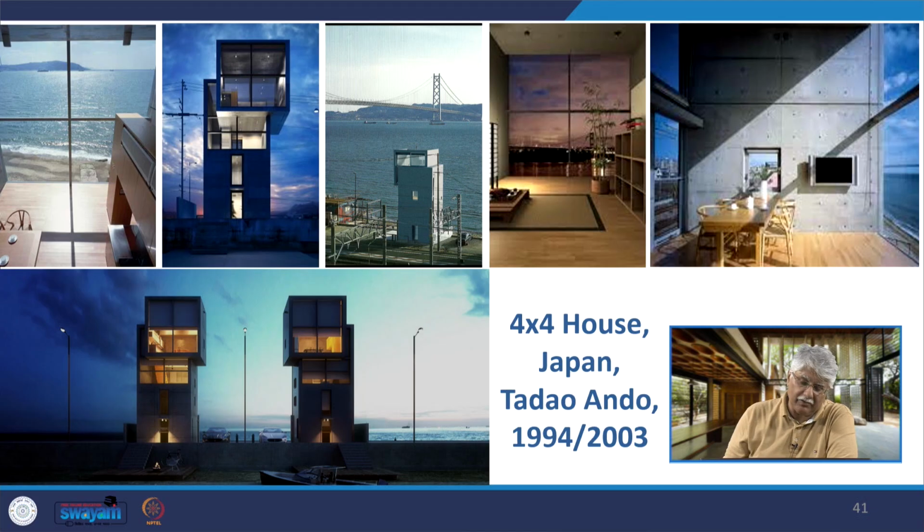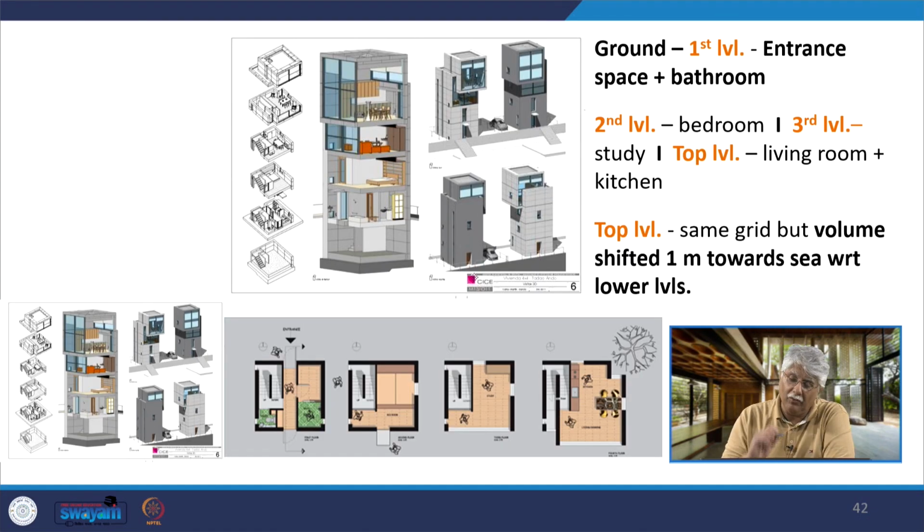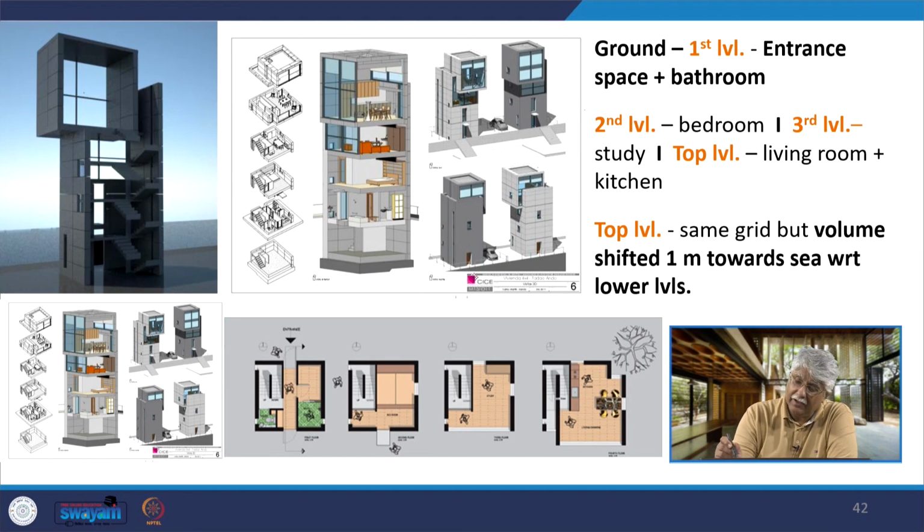These are the pictures of the 4x4 House. These are the two blocks standing next to each other, and on the ground, the first level, is the entrance space and bathroom. If you see the plan here, on the first level we have the entrance space and the washroom. On the second level you have the bedroom. On the third level you have the study. On the fourth level, right at the top, you have the living room and the kitchen.